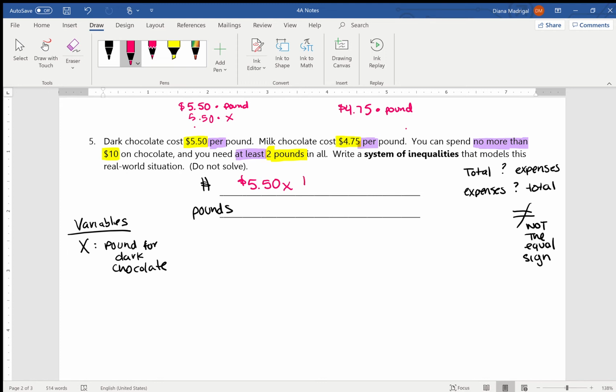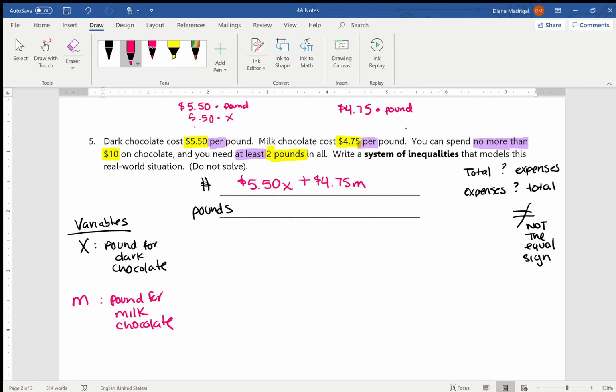And I know I'm going to be adding something else. I'm going to be adding the milk chocolate, which costs $4.75 per pound. So there you go. I'm going to use the letter M for pound for milk chocolate. All right, so it's going to be 475 times M. And I know that the money total spent has to be no more than $10.